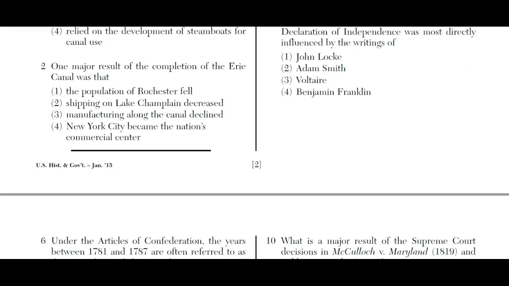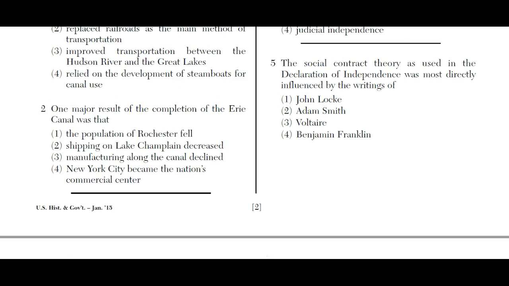Okay. Question 5, sorry. The social contract theory, as used in the Declaration of Independence, was most directly influenced by the writings of John Locke. When you see social contract in the Regents exam, you should think John Locke. Thomas Jefferson wrote the Declaration of Independence, but he's copying almost word for word from the works of John Locke.